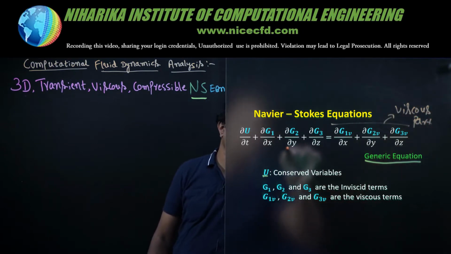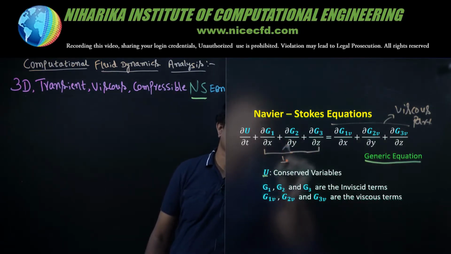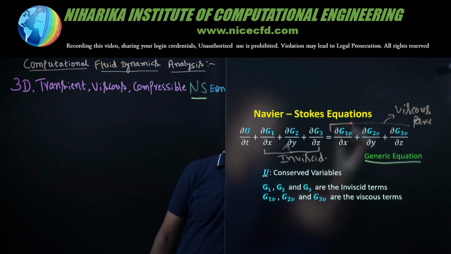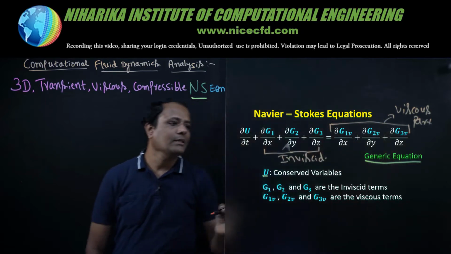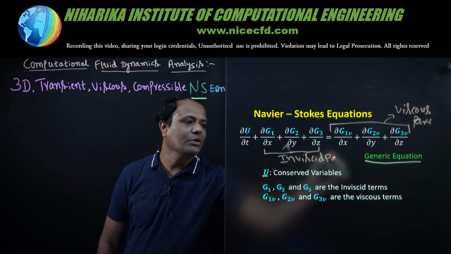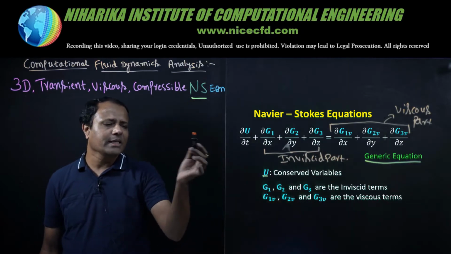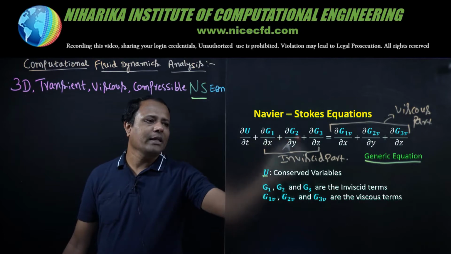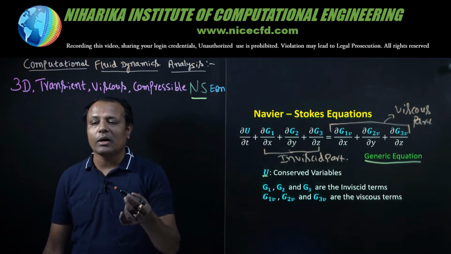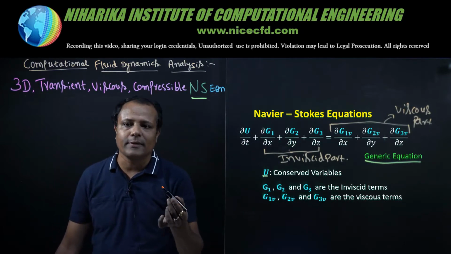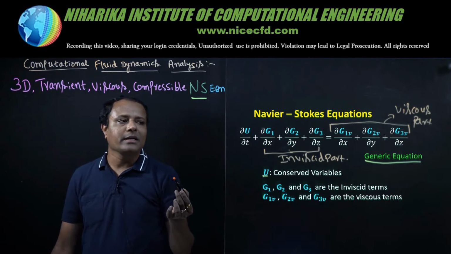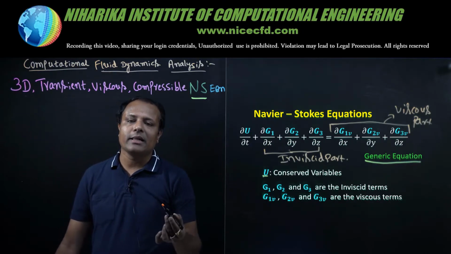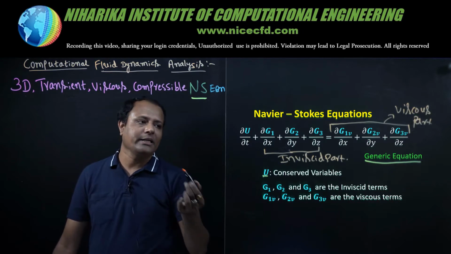And G1, G2, G3 are the inviscid terms. So this is the inviscid part of the Navier-Stokes equation, while the entire right hand term represents the viscous part of the Navier-Stokes equation. In this equation, we have del x, del y, del z. Del x, del y and del z represent directional coordinates in the x, y, z direction, or we can understand del x, del y, del z as grid length, breadth and height.